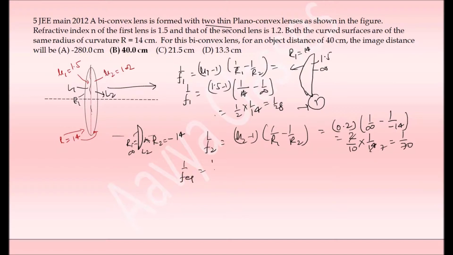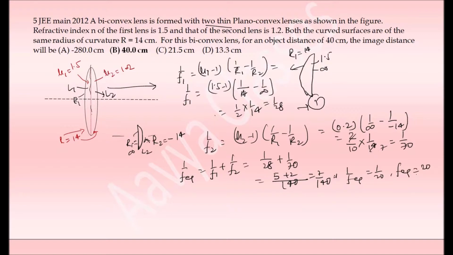Now these two lenses are placed in contact with each other. So 1 by F equivalent is equal to 1 by f1 plus 1 by f2, and it is equal to 1 by 28 plus 1 by 70. So if we take the LCM of it, then it's (5 plus 2), that is 7 by 140, and 1 by F equivalent is equal to 1 by 20. So clearly F equivalent is equal to 20. And again F equivalent comes with a positive sign, so clearly this system behaves as a convex lens, and it is also quite evident from this figure.